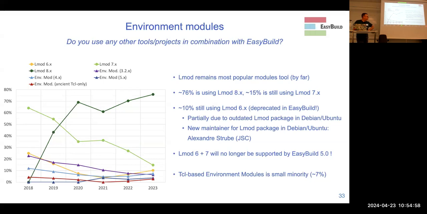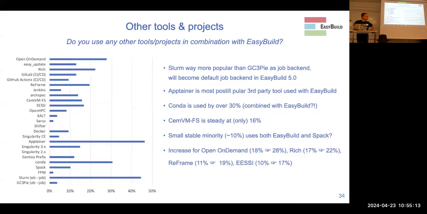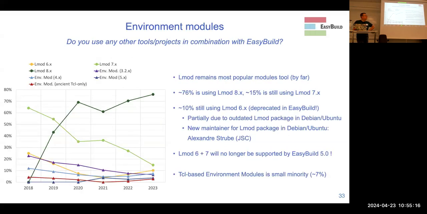And then there's the competitor for LMOD, the Tcl-based environment modules. The original implementation of environment modules is still actively maintained, but there's only a small minority using that, about 7%. And you still support that in version 5? The Tcl-based one, yeah, sure. We're actually getting active contributions by the environment modules maintainer into EasyBuild Framework to improve that support. So we don't see a reason to drop support for that.